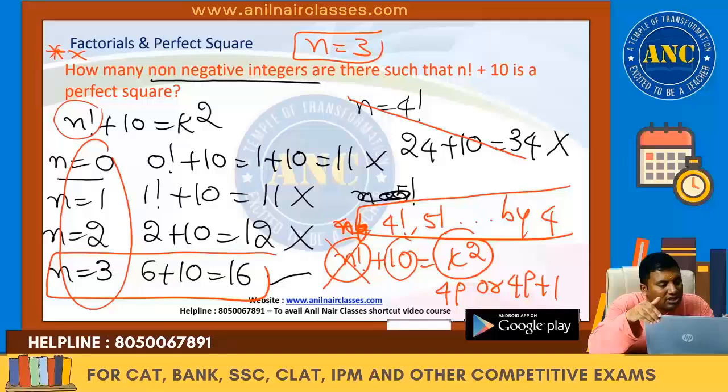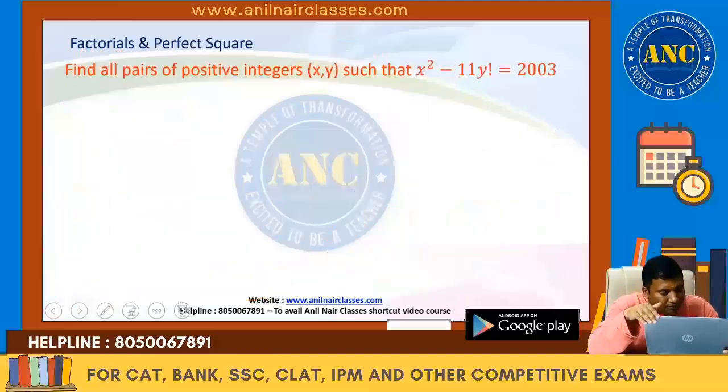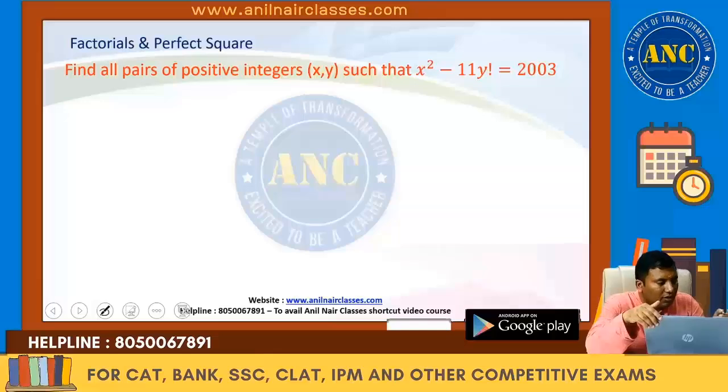Extremely good question, sir. If you do not know that a perfect square will be of the form 4 into something or 4 into something plus 1, this question you will take as a very, very difficult question. This is how I will make things very, very easy for you if you attend my live class. Another question. Beautiful question. Seems a very, very difficult question.